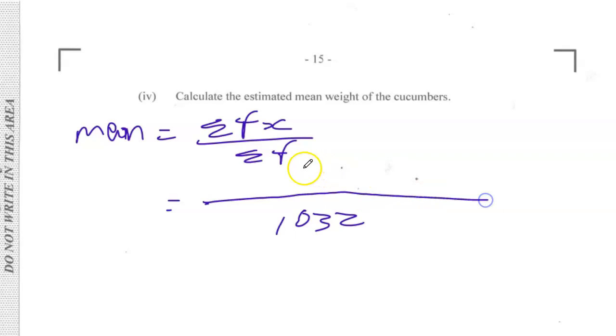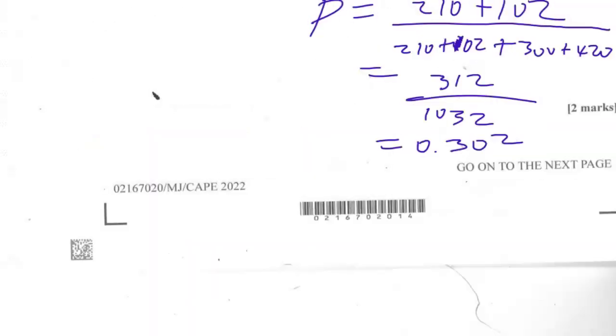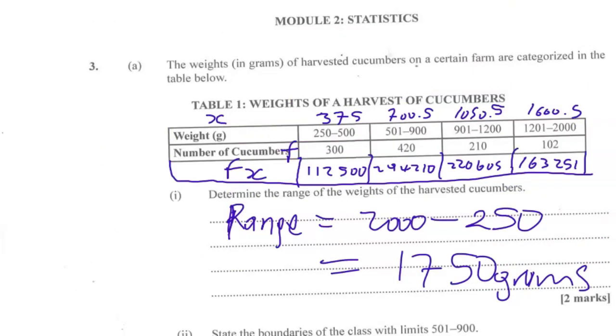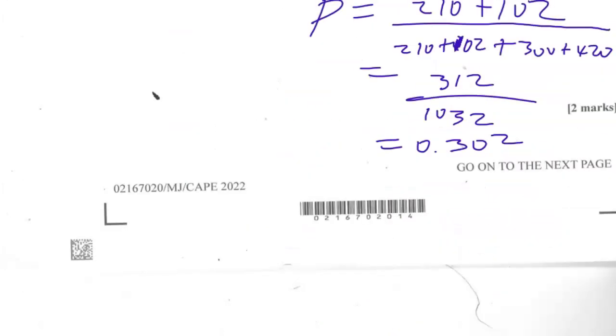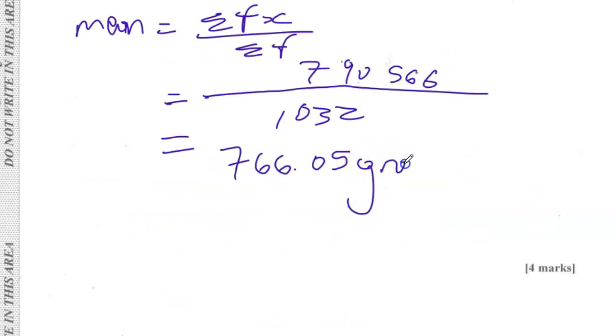So the sum of the fx is 790,566, divided by the total number of cucumbers, which we can get by adding the frequencies. So divide by 1032, and I'm getting 766.05. And what was the unit? Was it grams? The unit was grams. All right. Grams.